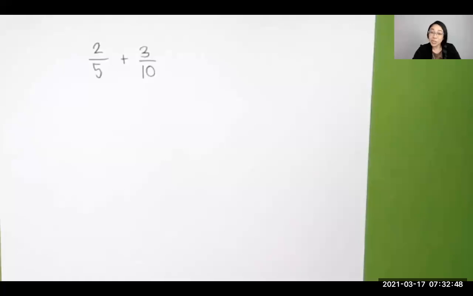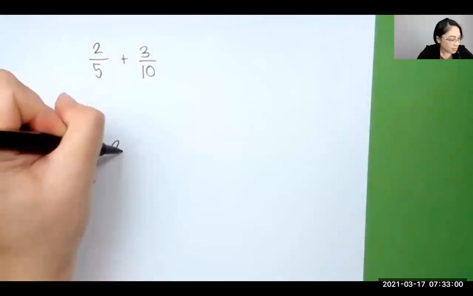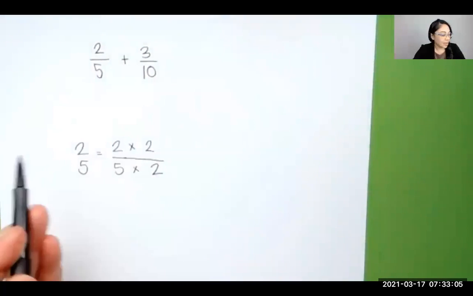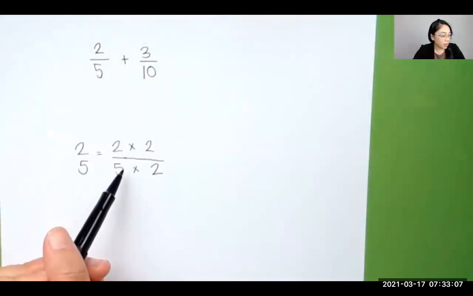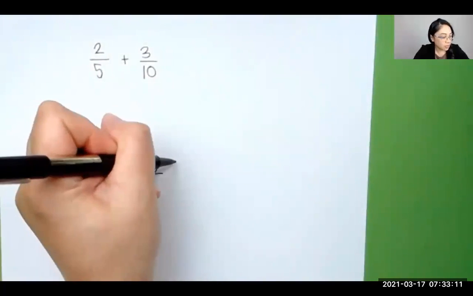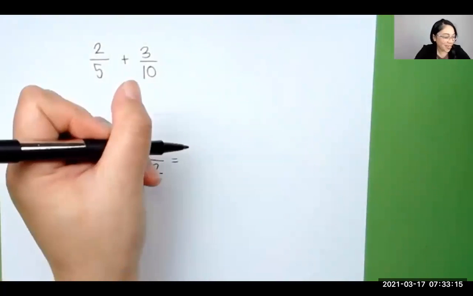What strategy did you come up with? I was thinking that we can multiply both the numerator and the denominator of 2/5, like this. And we can see 2/5 times 2/2 equals 4/10.